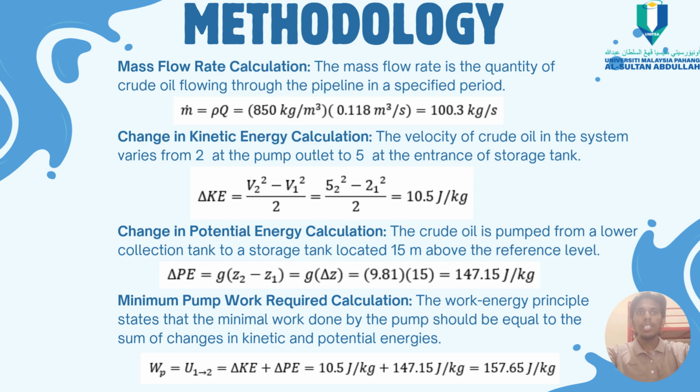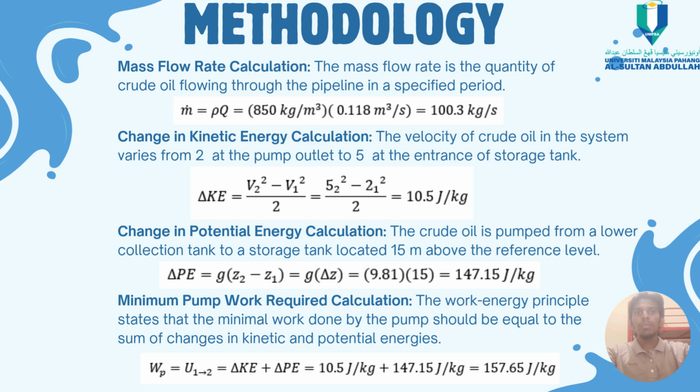Furthermore, for the change in potential energy calculation, as we substitute the values of gravitational acceleration and elevation difference into the formula, we are going to get 147.15 J per kilogram, since the crude oil is pumped from the lower collection tank to a storage tank located 15 meters above the reference level. Therefore, the potential energy change of the crude oil is 147.15 joules per kilogram, which shows that the majority of the energy supplied by the pump is used to overcome the elevation difference between the two tanks.